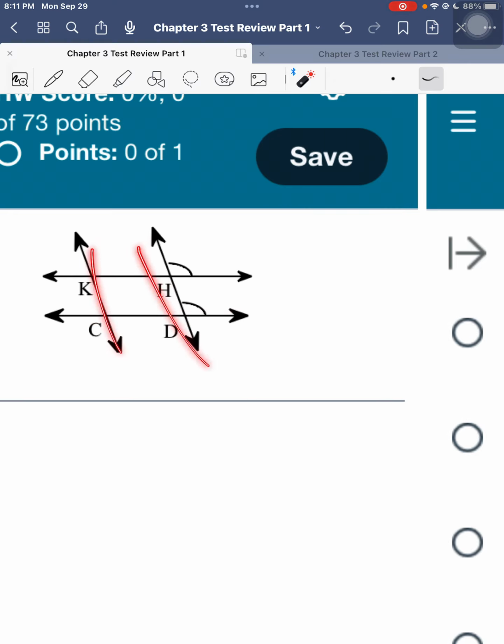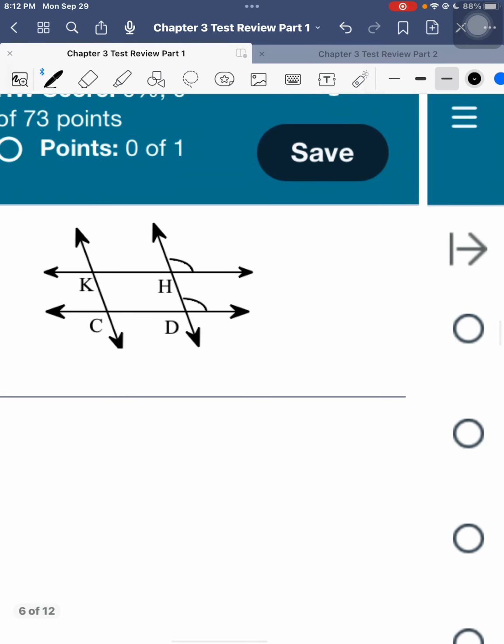Usually we've seen it like this, where there's only one transversal. But in situations where you have more than one, in this case 4, you need to identify which is the transversal you want to focus on. The transversal you want to focus on is the one that contains both of your angles. In that situation, HD would be my transversal.